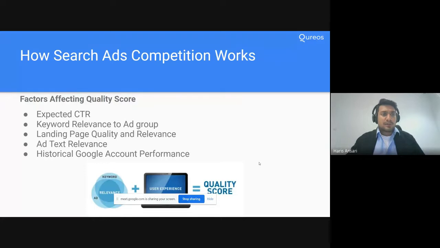So one thing which affects quality score is your expected CTR. CTR is click-through rate: how many people saw your ad, and out of them, how many people clicked on your ad. If your expected CTR is high, your quality score will be better. The second thing is keyword relevance to the ad group, like the overall theme of that ad group. Is the ad relevant to the keywords or not? Is the ad going to fulfill the search intent or not?